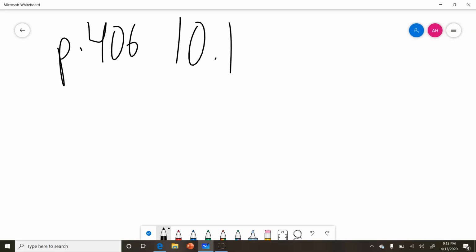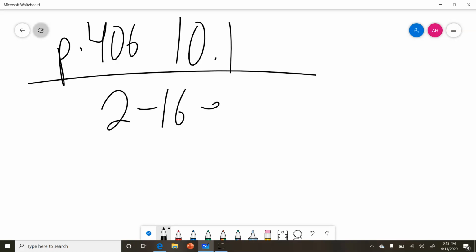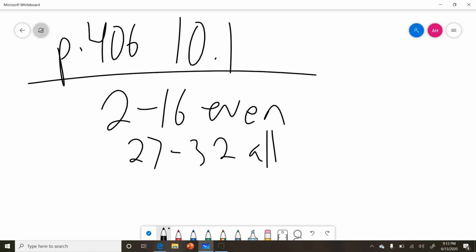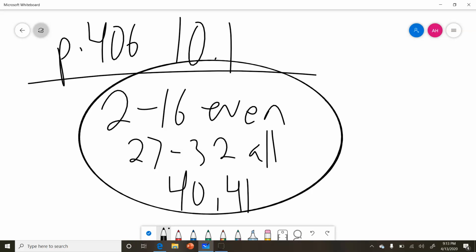Here's the homework. We are on page 406. This is 10.1, and we are going to do 2 through 16 even. Then we're going to do 27 through 32 all. And then we're going to do 40 and 41. Okay, there's the homework. So not too bad. Go ahead and go for it. This is going to be due on Wednesday.